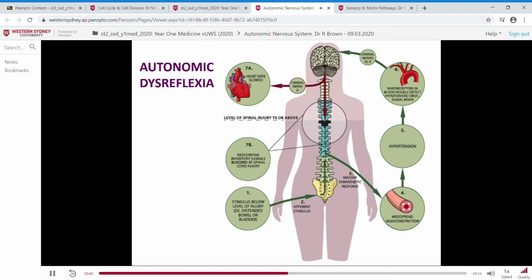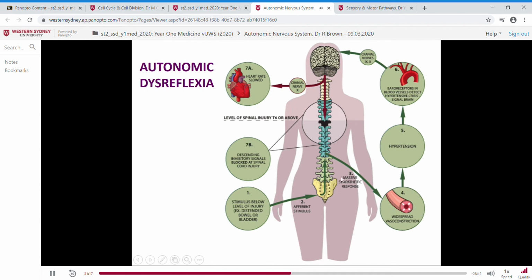So there's a loss of the sympathetic control below this level of injury. So there's your T6 or above. So there's some sort of stimulus below here. Let's say that there's a kinked catheter, so the bladder's not draining. So there's your afferent stimulus, okay? Still goes to the spinal cord. There's still a reflex activation here. It causes that vasoconstriction.